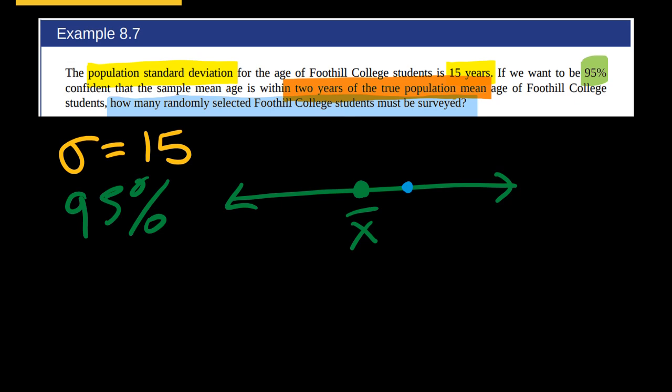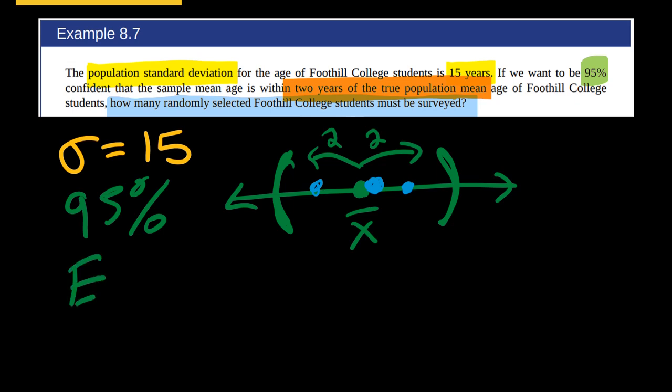The population mean could be here. It could be here, right? It could be really close to it, right? We don't know where the population mean is. But what we do know is that we want to be 95% confident that it's only within either 2 above or 2 below the sample mean. So the margin of error that we're willing to accept is 2. E equals 2. Okay, how many students should be surveyed? Basically, what should our sample size n be?